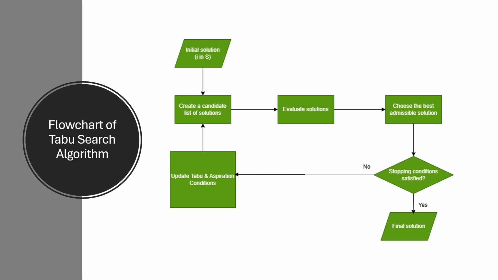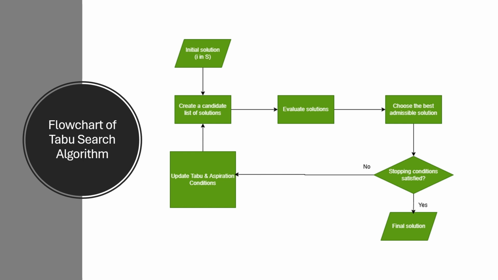From the current solution, we explore the neighborhood by generating candidate solutions. For instance, we might swap two cities in the traveling salesman problem to create a new path. And the candidate list includes all possible moves or transitions from the current solution. Next, we evaluate each candidate solution based on an objective function, like the total distance traveled in TSP. This step helps identify which candidates are most promising.